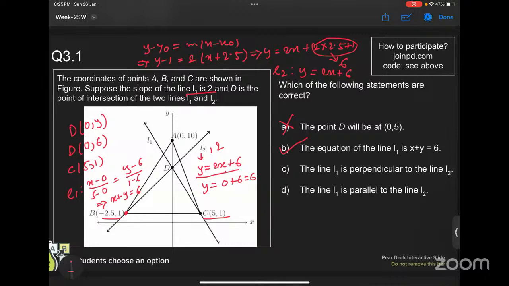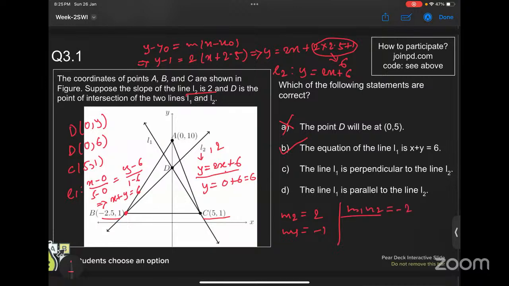Second thing is the line L1 is perpendicular to L2. And fourth option is L1 is parallel to the line L2. So we have the equation of both the line L1 and L2. So we can calculate their slope, right? So the slope of line L2 is already given, it's 2. And what is M1? Slope of the line L1 is -1, right? So if I multiply M1 and M2, then we will get -2.